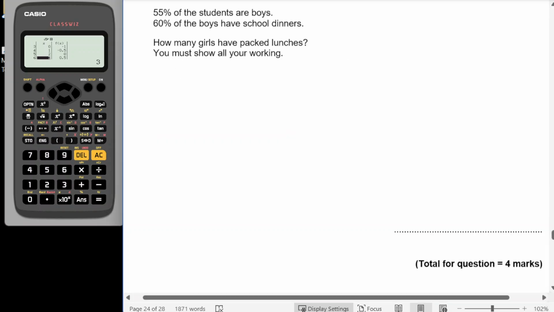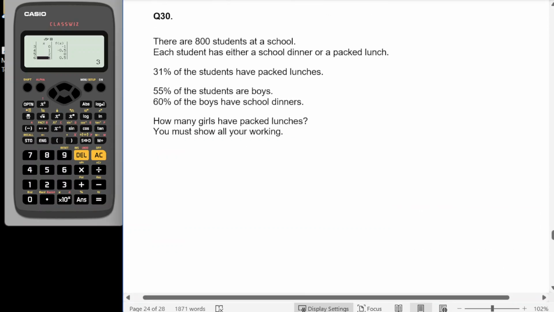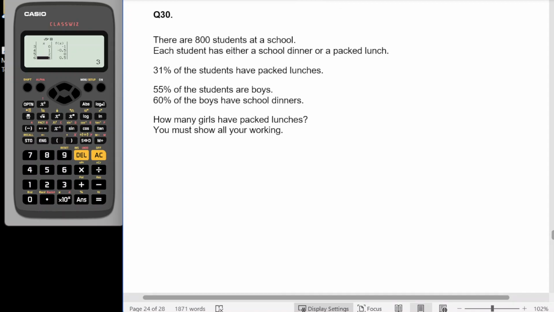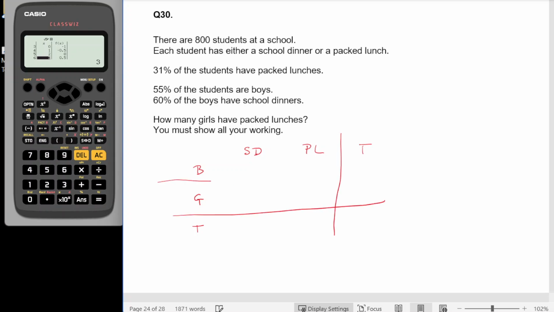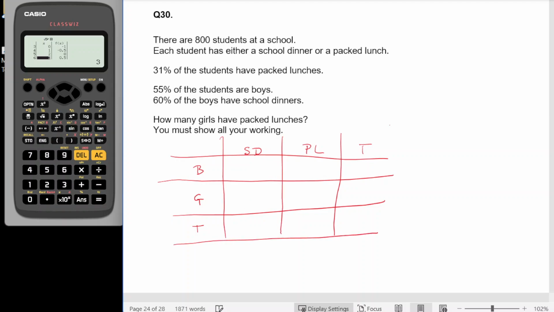Your method for this is slightly up to you. It's a 4-mark question. I'm gonna do it as a two-way table. So I've got boys and girls, B and G, and then my two options are school dinner or packed lunch, and I've got total. A very, very basic table, just because it helps me fill in my values.